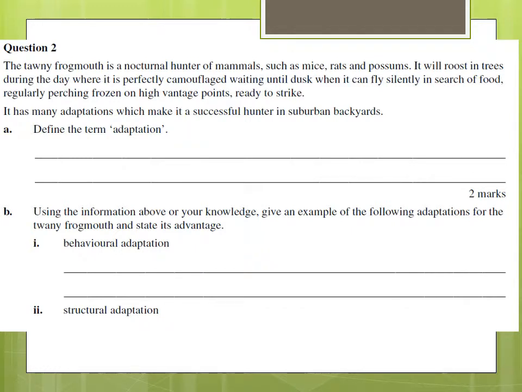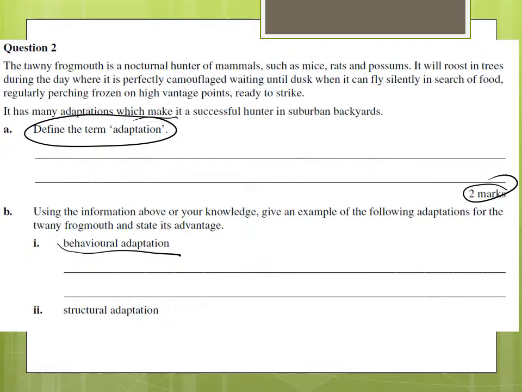The first question is to define the term adaptation, and this is worth 2 marks. So you need to be very specific in terms of the answer that you would give here. You may be looking to give examples of those adaptations. Okay. B, using the information above or your knowledge, give an example of the following adaptations for the tawny frogmouth and state its advantage. So a behavioral one, what action is the tawny frogmouth doing? Okay, so that's its adaptation. What action is it doing to help it catch food, for example, or avoid predators?